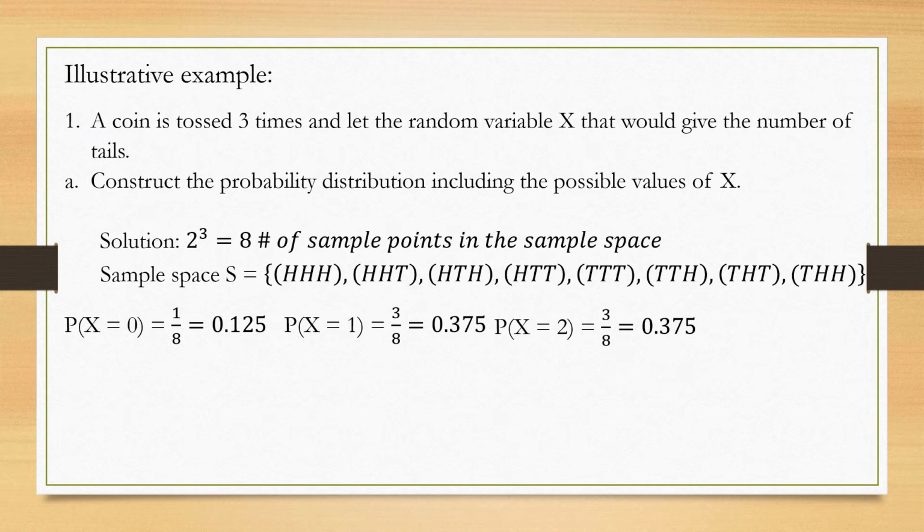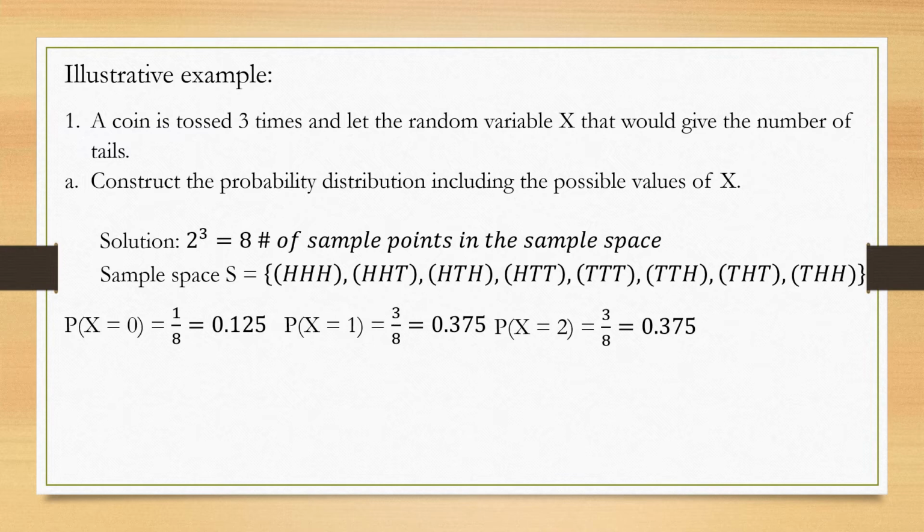Next, the probability of x equals 2. This one is referring to the number of tails in the outcome, two tails. So we have head, tail, and tail. We have tail, tail, and head. Then we have tail, head, and tail. So we only have three outcomes in this sample space.